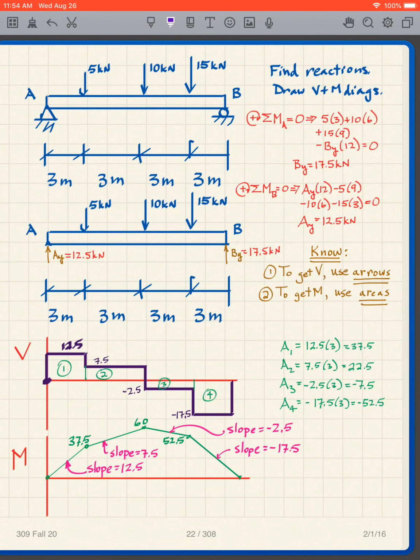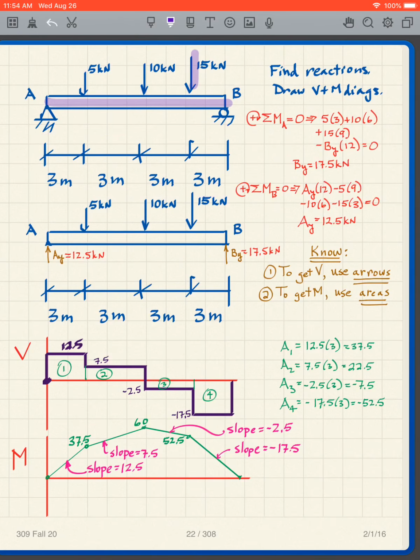Let's do another example, and again we're going to find the reactions and draw the shear and bending moment diagrams. Here's our beam. I've got 3 loads on it. These are the dimensions.